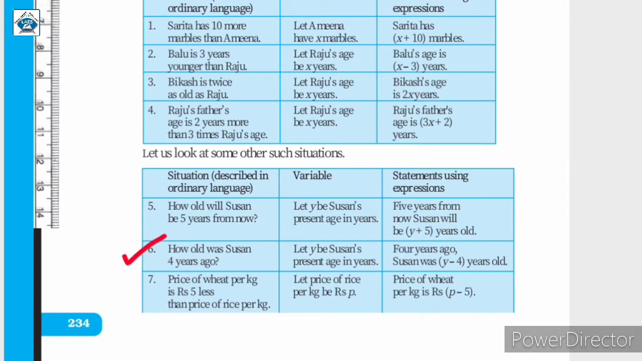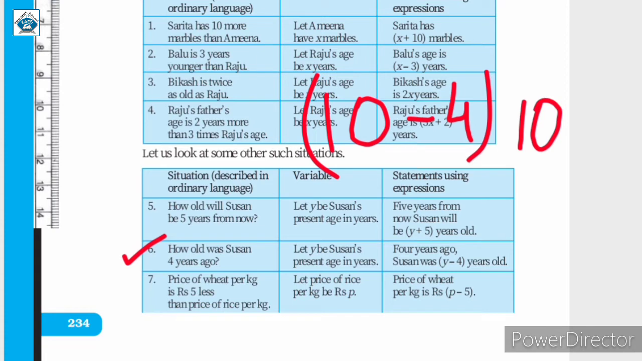Next, how old was Susan 4 years ago? Now ago means back in time, पहले, past की बात हो रही है. तो अभी if Susan is 10 years old, then 4 years ago she would have been 6 years old. What did we do? 10 minus 4. In the similar manner, let Y be Susan's present age in years. अभी Susan Y years की है, तो 4 साल पहले she would be Y minus 4 years old. So 4 years ago, Susan was Y minus 4 years old. This is the expression for this situation.